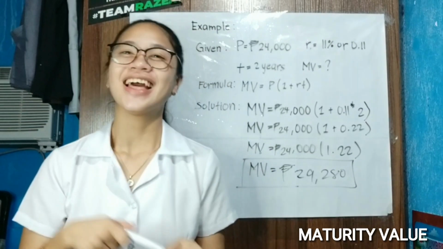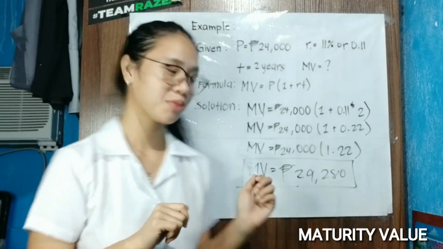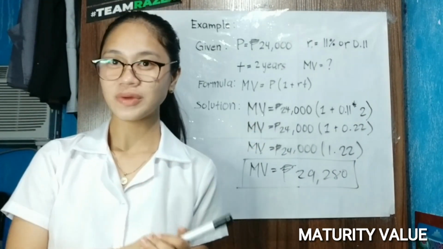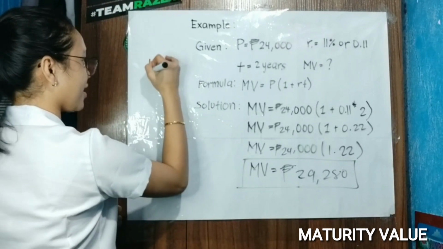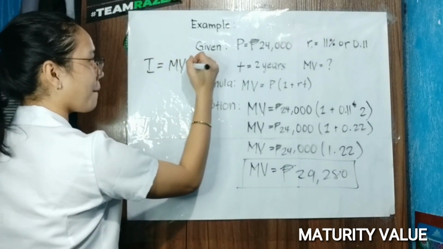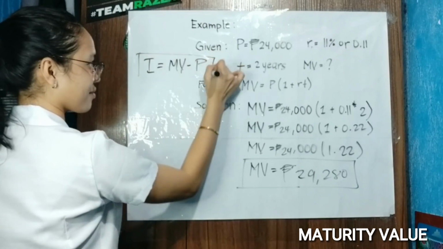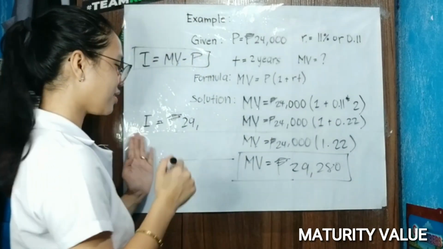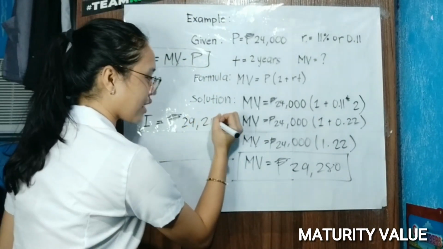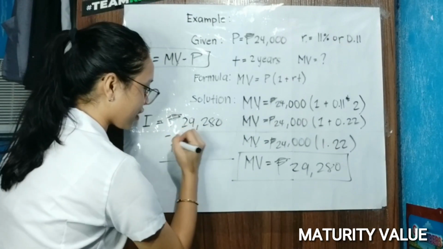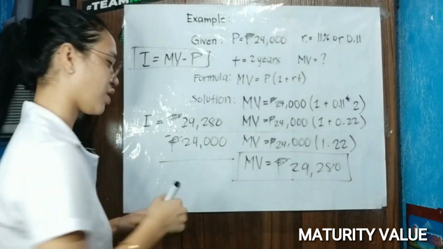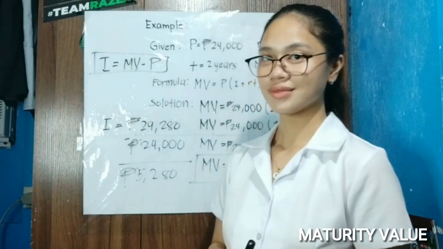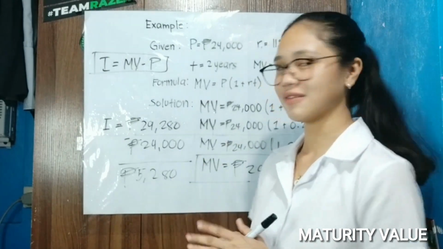Bonus info! If you want to know how much interest is in the given maturity value, you'll just have to subtract the principal amount from the maturity value. And we will come up with the formula: interest is equal to the maturity value minus the principal amount. Now, let's try it with our given example. So we will have interest is equal to 29,280 pesos minus 24,000 pesos. And we will have the interest of 5,280 pesos. And that's how you get the interest from the given maturity value.